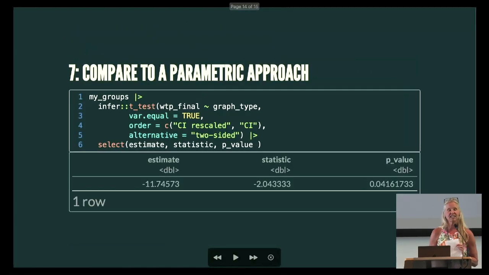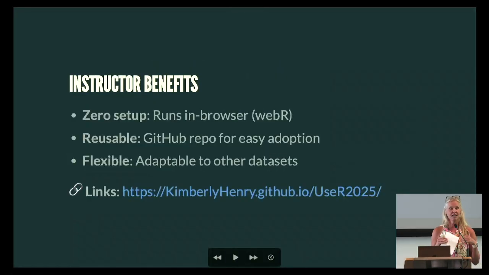The activity finishes up by having them conduct a classic independent samples t-test so that they can take the results from the t-test and map them onto these parameter estimates that they obtained through the permutation test. So the beauty of running this in webR is that you can introduce it early in the process. Students don't have to install anything. They can just run it in the browser.